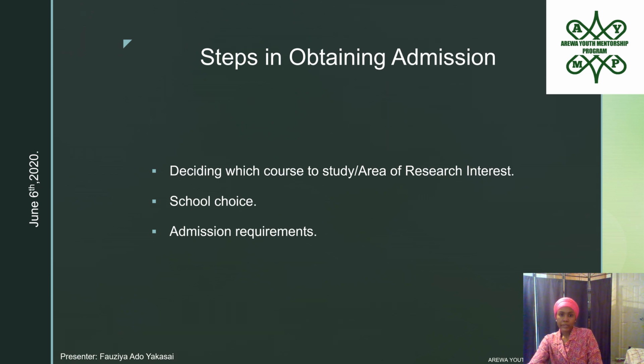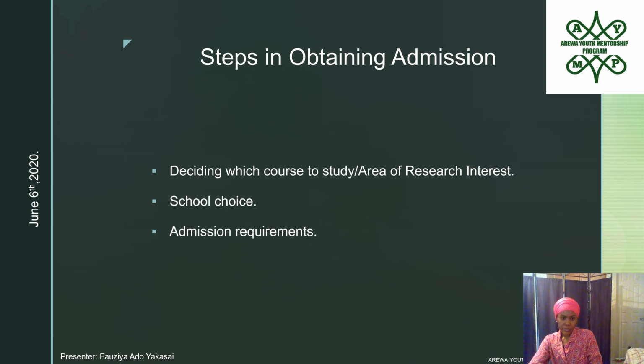Some of the steps you can use in obtaining admission is deciding which course to study. If you're an undergraduate student, you try to think of which course to study: medicine, mathematics, physics, biology, etc. Or if you are a graduate student, try to decide on your research area. It doesn't have to be a specific topic that you want to work on. It can be like a subject. For example, you're doing mathematics, you want to work in differential equations and so on, because the research interest can actually change. I was interested in partial differential equations, but after I got here, everything changed. So you just need to have an idea of the subject you want to work on.